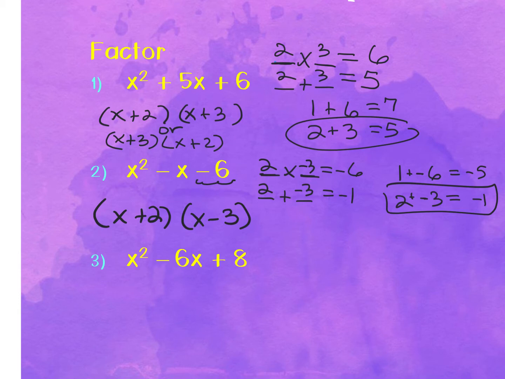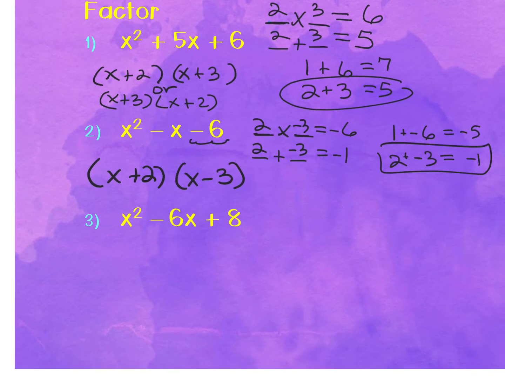And these are the easy trinomials. Let's try another one. My last number here in my trinomial is positive. So this tells me my signs need to be the same. And the sign that they're both going to have is the sign of the middle.